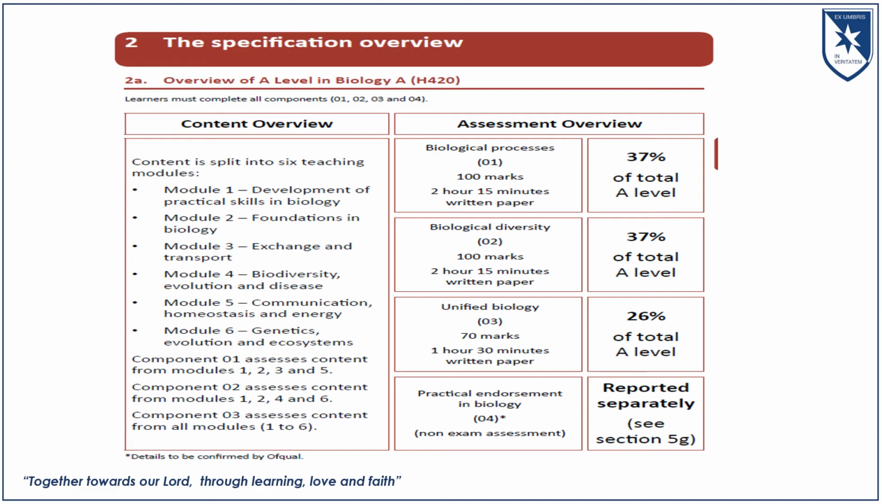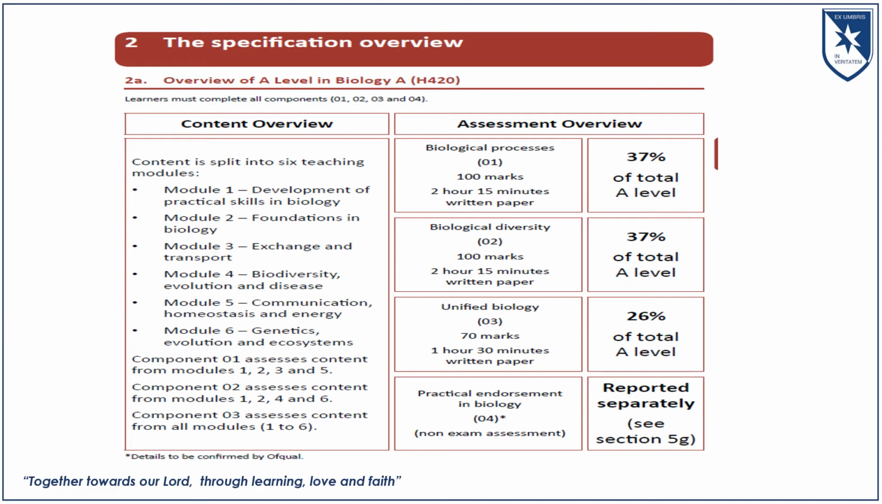So you've got your biological processes, which is 100 marks, which is your first 2 hour and 15 minutes paper. That is 37% of your total A level value. Second paper you sit is biological diversity. That is also 37%. And the last paper you'll sit is your 70 mark paper, which is 26% of the total A level percentage. Now, your practical endorsement in biology is reported separately.